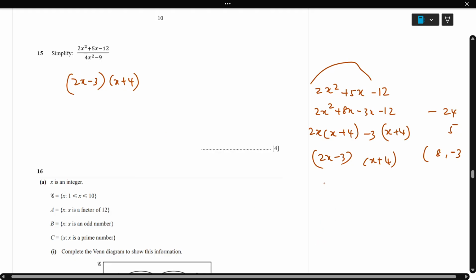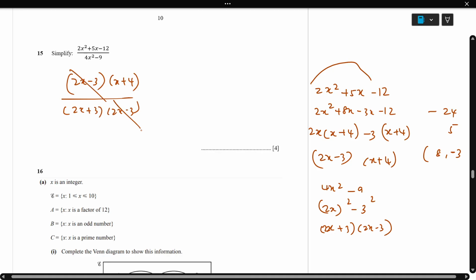The denominator, 4x squared minus 9. We can write (2x) squared minus 3 squared. That is a squared minus b squared, so we can write 2x plus 3 and 2x minus 3. So write below, 2x plus 3 and 2x minus 3. 2x minus 3 gets cancelled. The rest is going to be the answer, x plus 4 over 2x plus 3.